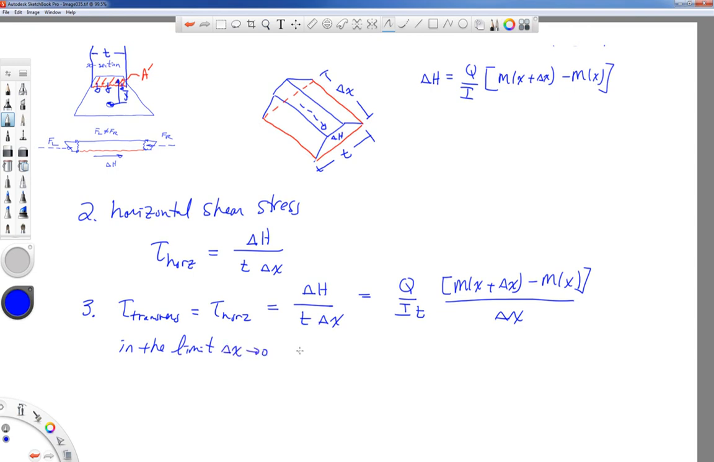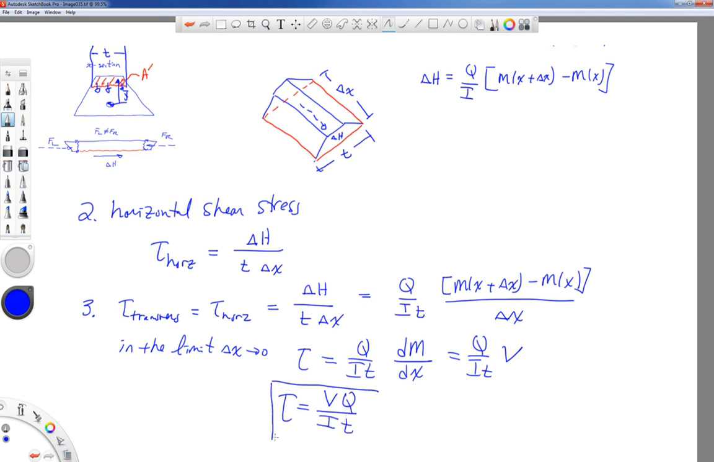And we would have tau is equal to Q over I T, the derivative now of the bending moment with respect to horizontal position x. We know something about this, though. We know that the derivative of the bending moment with respect to x is nothing more than the shear force in the beam. And the way this is usually written is tau is equal to VQ over IT. I will guarantee you will use this equation on your next exam.